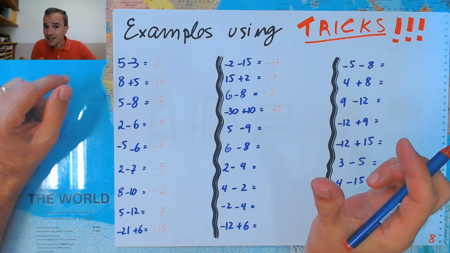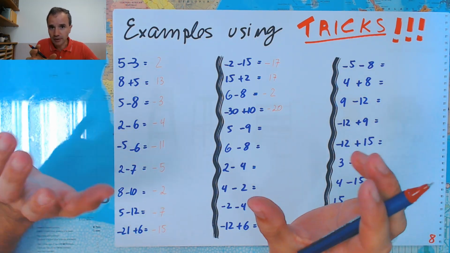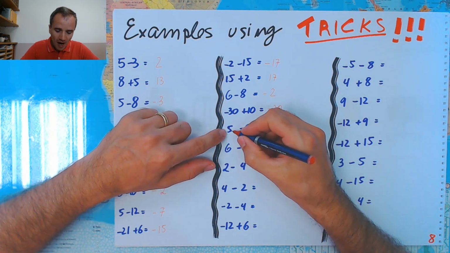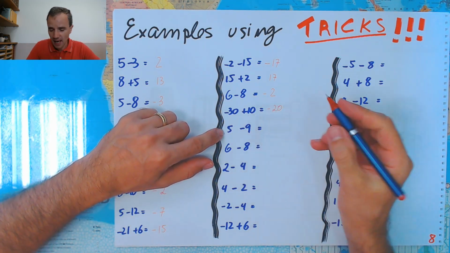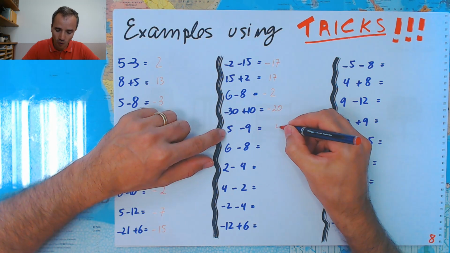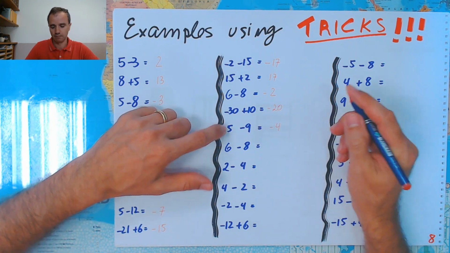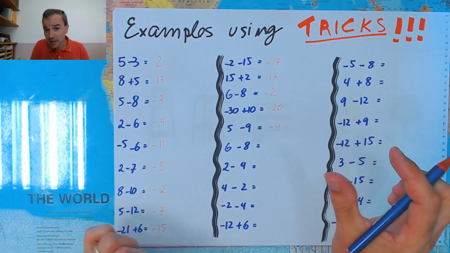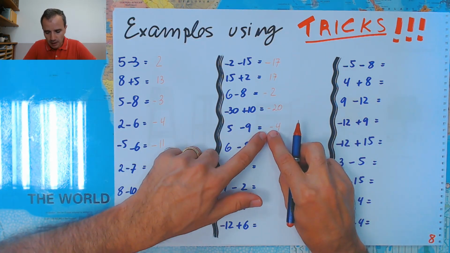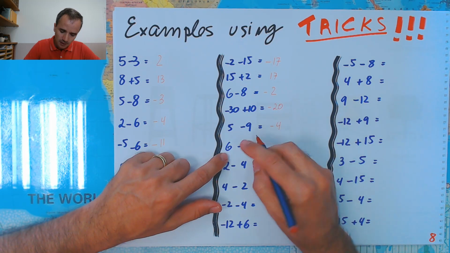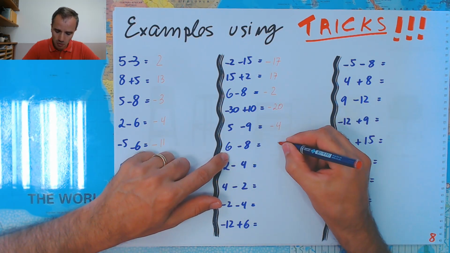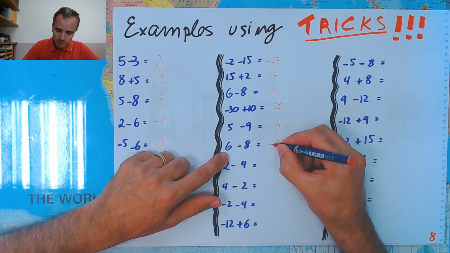Remember, it is the size of that arrow that matters here. Now, 5 and 9, again a positive and a negative. The difference is going to be 4, okay? And because 9 is bigger, the arrow 9 is bigger than the arrow 4, it's going to be negative. Again, the difference between 6 and 8 is 2, because 8 is bigger.